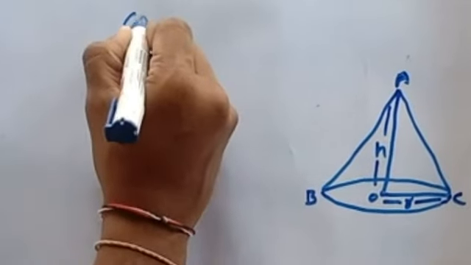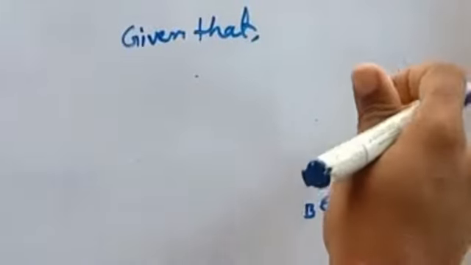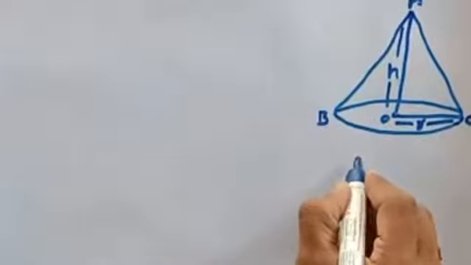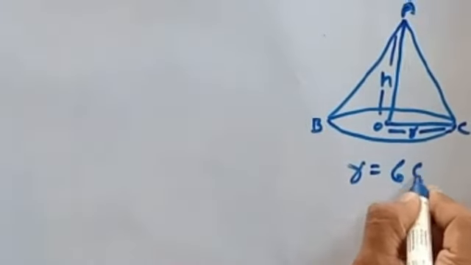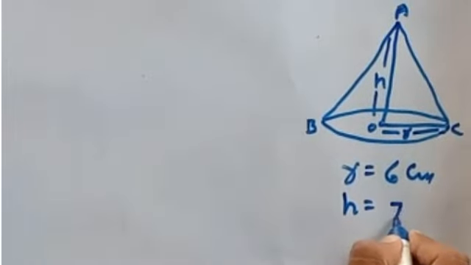Given that, first we can draw the right circular cone. In the right circular cone, radius r is equal to 6 centimeters and height h is equal to 7 centimeters.